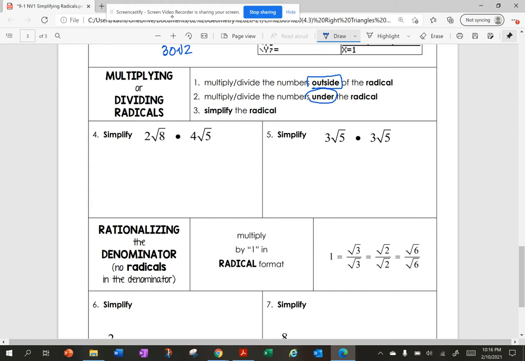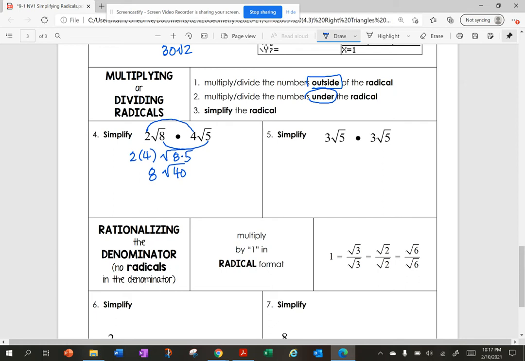Okay, so if I'm going to multiply 2 times the square root of 8 times 4 times the square root of 5, I'm going to multiply 2 times 4, which is 8. And I'm going to multiply 8 times 5, and they'll still stay under the radical. So 8 times 5, so 8 times the square root of 40.